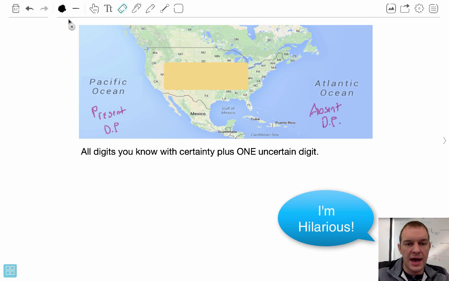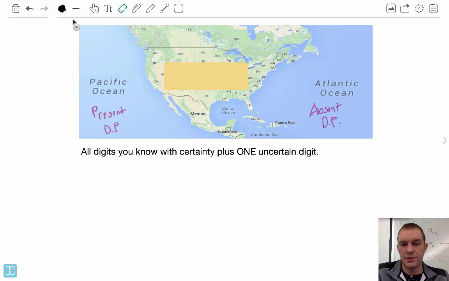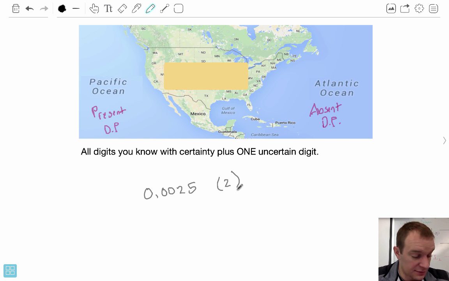Let's take a look at another number. I'm not going to write it up there this time. Let's say we've got 0.0025. Picture plopping that number directly on the Midwest of the United States. We can see that the decimal point is present again. Start with the first non-zero on the Pacific side, which is the 2. We can start counting here: 1, 2, so 2 significant figures.